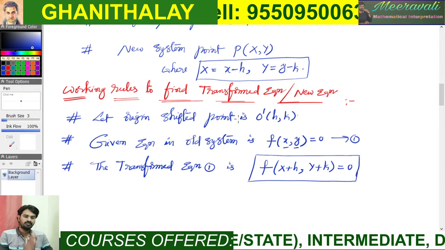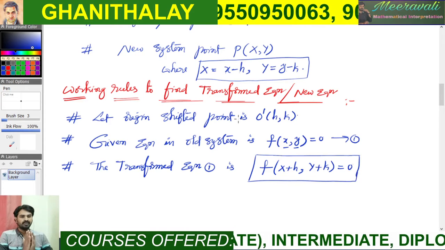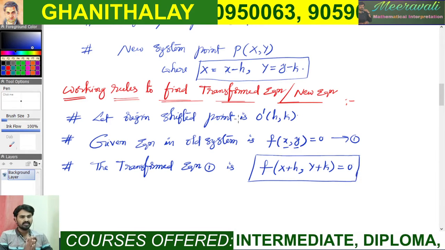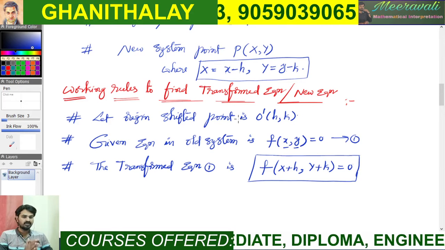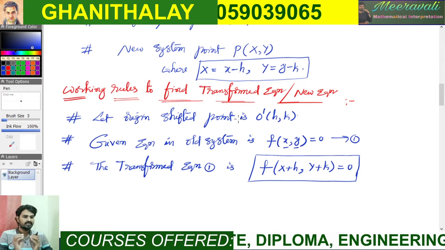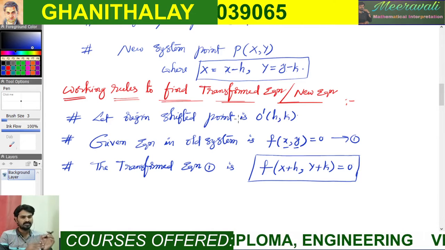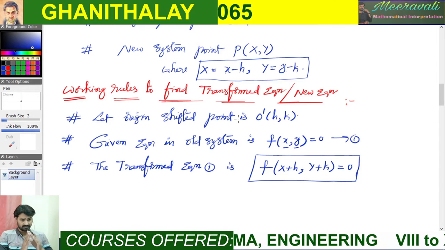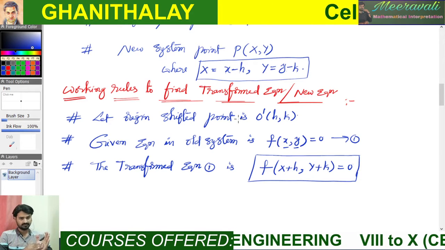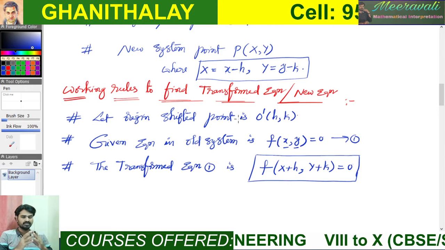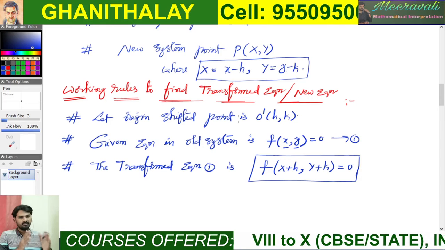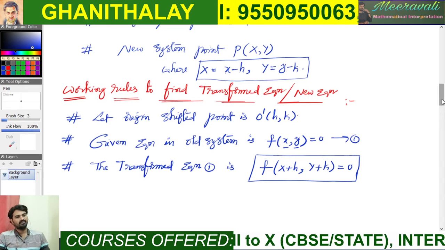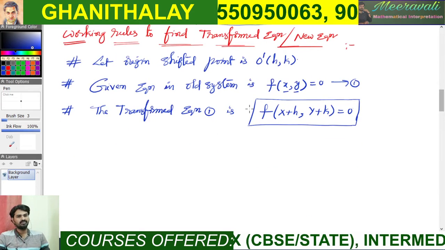That means simply you have to remember that whenever an equation in the original system is given, to find the transformed equation you can put small x as capital X plus h, small y as capital Y plus k. Okay, the world system is always taken in terms of small x and small y. Okay, so this is the working rule to find the world to new system equation.